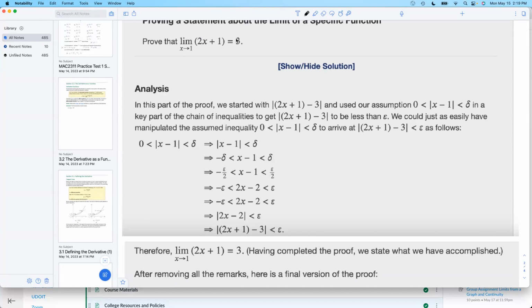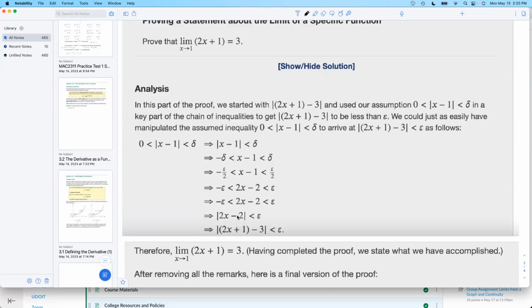So the game is supposed to be for every epsilon, there's some delta that depends on epsilon, so that as long as the distance between x and 1 is less than delta, then the difference between the y value and the limit will be less than epsilon. So let's start there. That's where we want to end up.